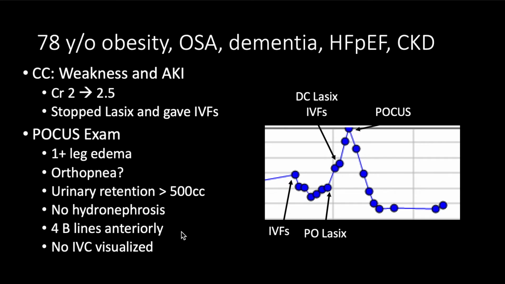And then he was very obese, so we were only able to get good windows anteriorly on his chest, but he had 4 B lines anteriorly. So you can imagine if you went to the lateral and posterior lobes, you would see even more B lines. I had a suggestion with just an anterior assessment of his lungs. These were very wet lungs with a lot of B lines. And we really couldn't find his IVC due to his obesity and inability to lay flat.